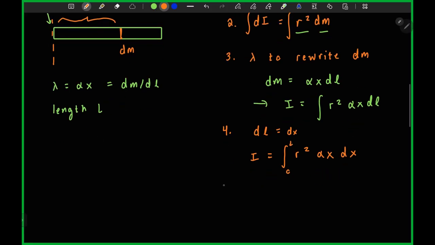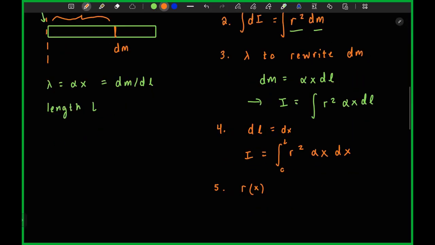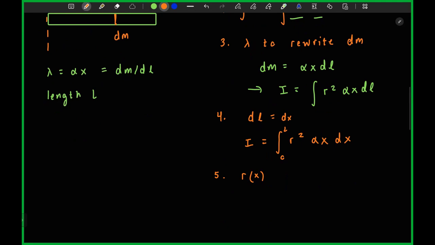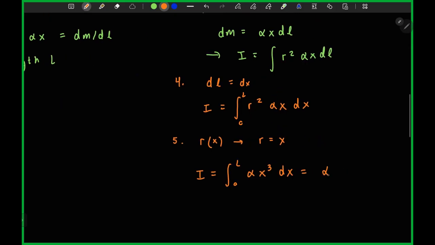Step five, what I skipped doing here is rewriting r as a function of our coordinate. In this case, we want r as a function of x. And of course, because our axis of rotation is exactly at x equals 0, r is equal to x, or at least r squared is equal to x squared. Here, r equals x. And so at this point, we're essentially done. We can say I is equal to the integral from 0 to L of alpha x cubed dx, which evaluates to alpha L to the fourth over 4.